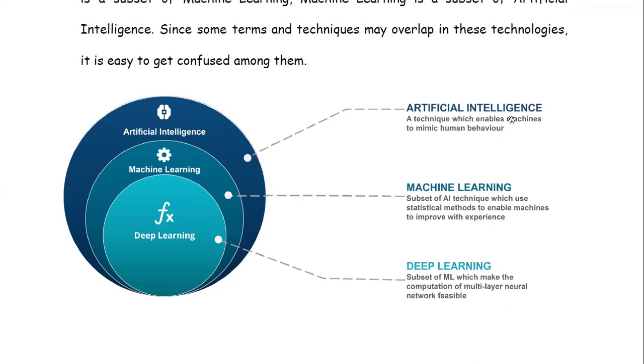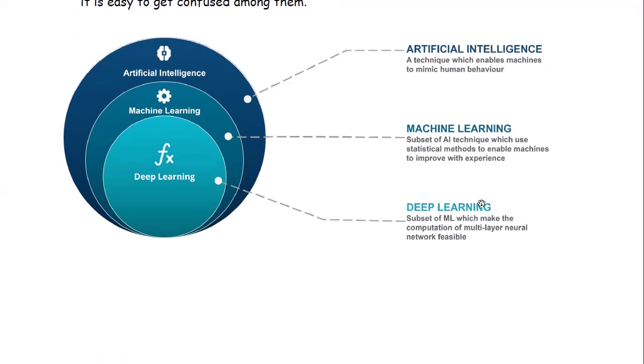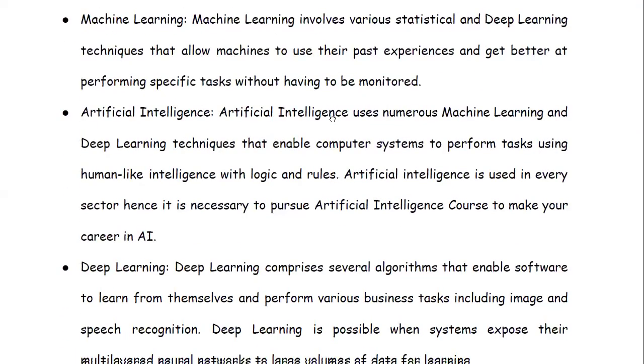Now, artificial intelligence refers to those techniques that enable machines to mimic human behavior. Then machine learning is a subset of AI techniques which use statistical methods to enable machines to improve with experience. So machine learning is a kind of statistical method that enables machines to learn and improve with experience. Then deep learning is a subset of machine learning which makes the computation of multi-layer neural networks feasible. Got it? So now let's come to the next one.